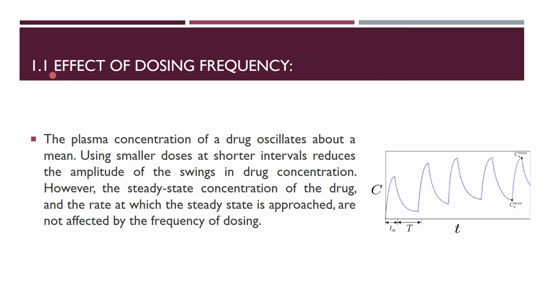1.1 Effect of dosing frequency. The plasma concentration of a drug oscillates about a mean. Using smaller doses at shorter intervals reduces the amplitude of the swings in drug concentration. However, the steady state concentration of the drug and the rate at which the steady state is approached are not affected by the frequency of dosing.